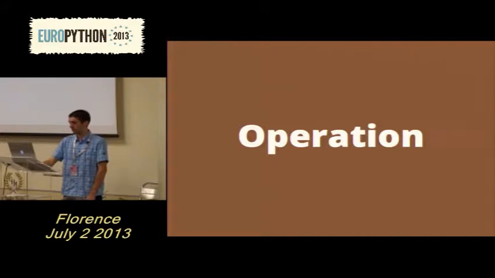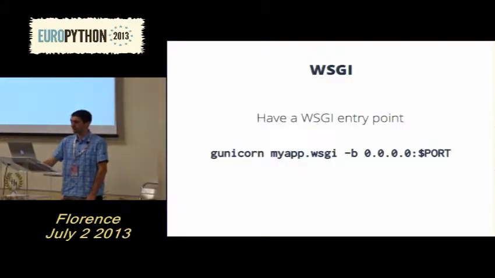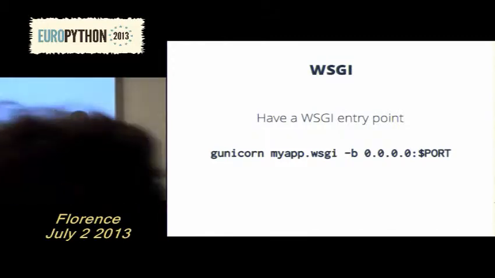So let's talk about operation now. Command line apps often, always have an executable entry point, and the entry point for web apps is WSGI. So you should have a WSGI entry point in your app directly. So it's very easy to serve with any WSGI server.